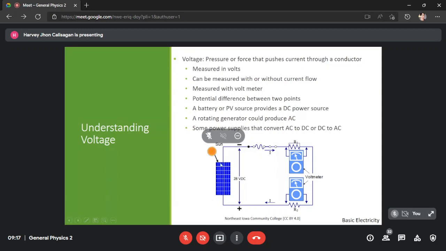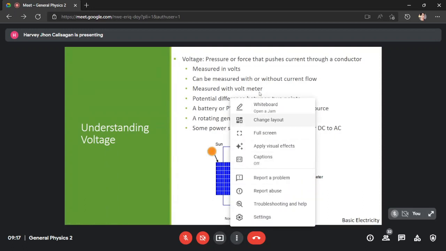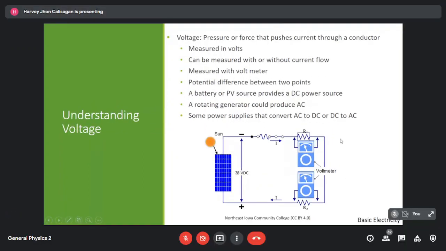Okay? So a battery or a potential, let's say a PV, source provides a DC power source. Okay? If we have a power voltage here, a PV, a battery or a power voltage source provides this direct current power source. Then we have what we call resistance.